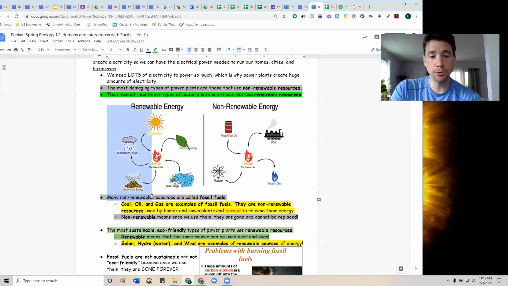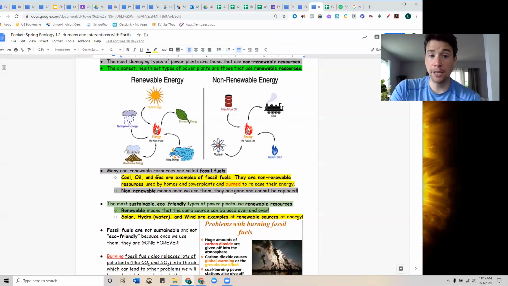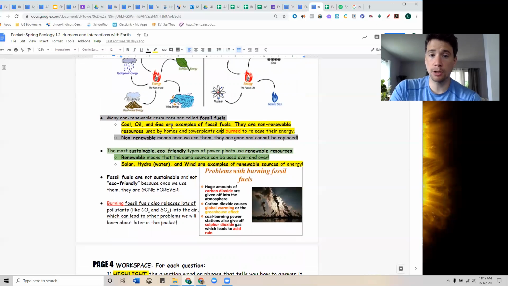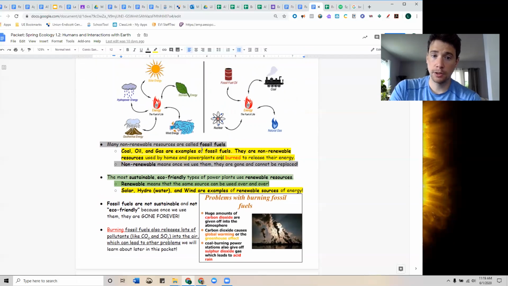Many of the non-renewable resources, the ones that you cannot renew, are called fossil fuels. Coal, oil, and gas are examples of these fossil fuels. They are non-renewable resources, and they're used by homes and power plants and burned to release their energy. So we burn the oil, we burn the coal.